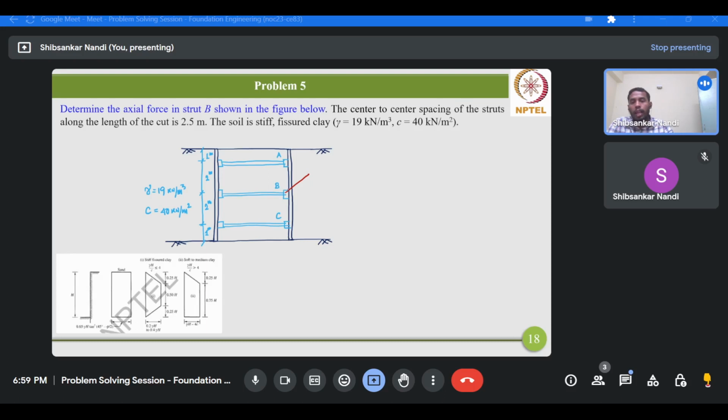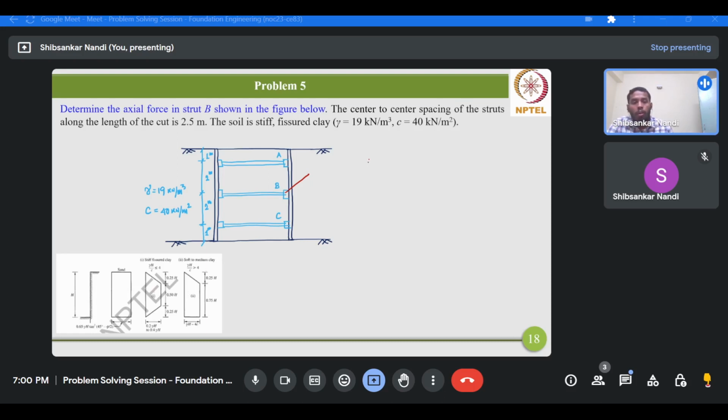Depending on the type of soil, we can have different distributions for the earth pressure as shown in this slide. For sand, it will be a rectangular distribution. For stiff fissured clay and soft to medium clay, it will be something like a trapezoidal distribution. However, depending on the value of gamma h by c, you have to identify which distribution is appropriate for the given condition.